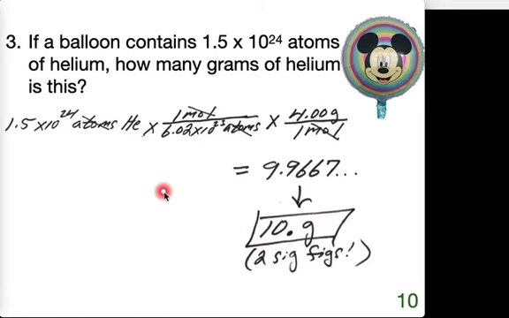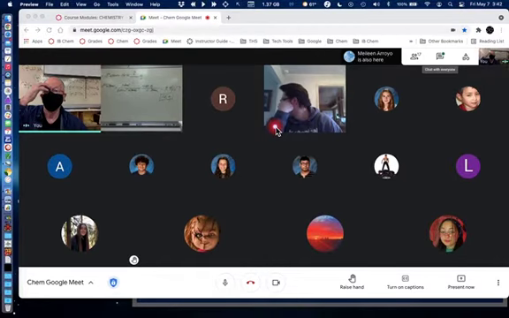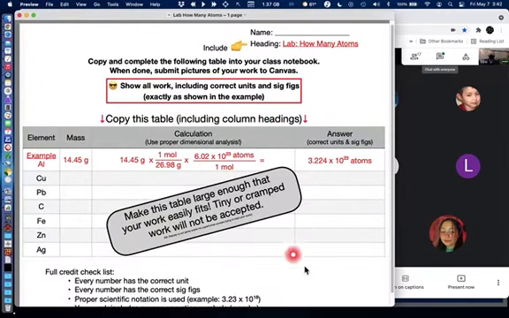Okay, now this was the practice that I did on the board. I'm now going to return you to the video that I had recorded during class. It's called Lab How Many Atoms? And it looks like this.